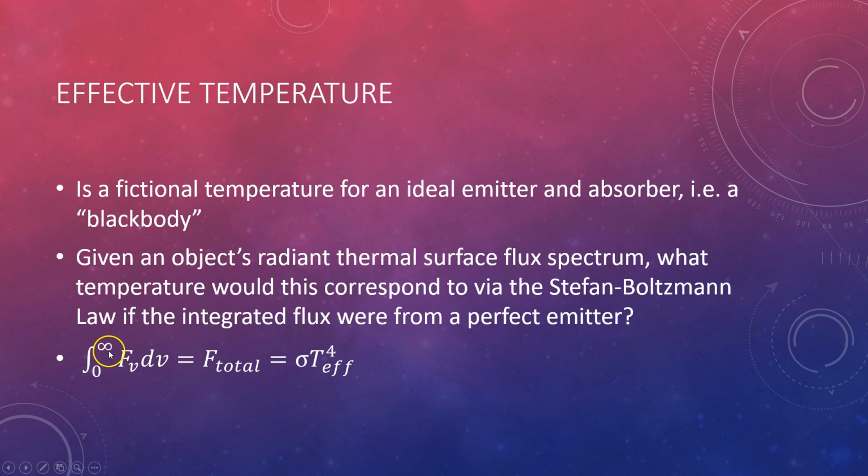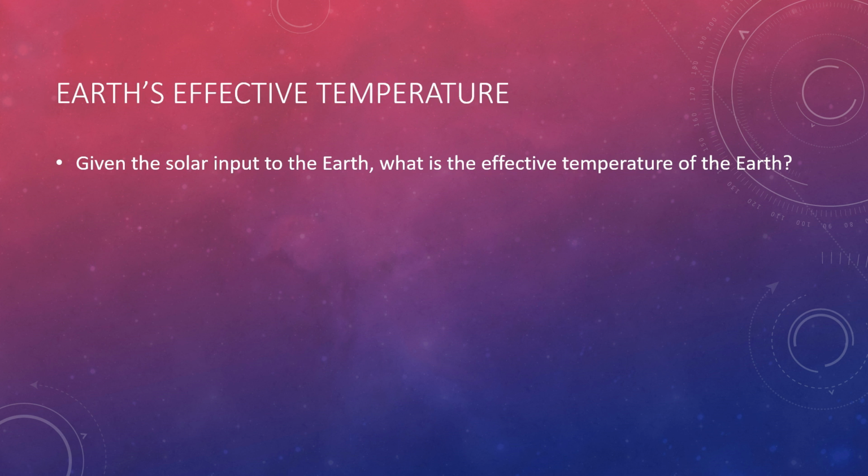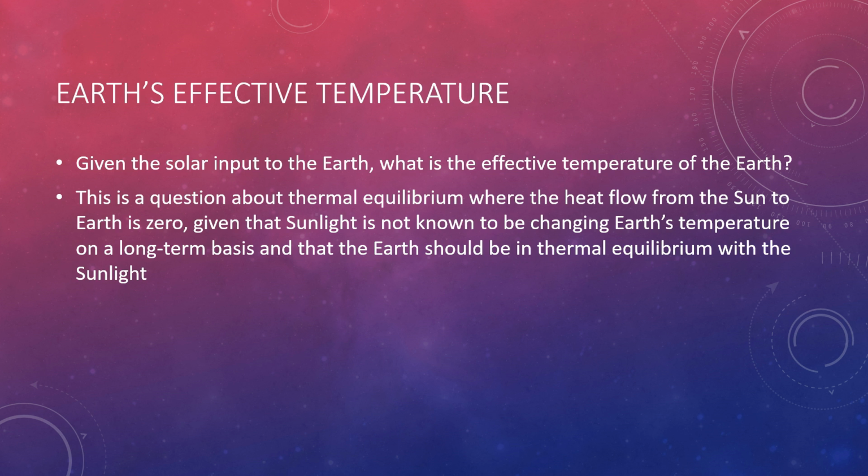We integrate the flux over all frequencies, and that gives the total flux, and that's equal to sigma times the effective temperature to the fourth power. That's the Stefan-Boltzmann law. Then we go on to say, for the Earth, what is Earth's effective temperature? This is one of the most common exercises in undergraduate physics. Given the solar input to the Earth, what is the effective temperature of the Earth?